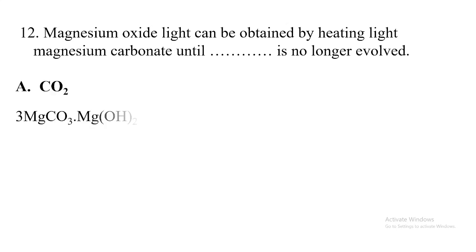Carbon dioxide. We can see here in the reaction the light magnesium carbonate upon heating gets converted into MgO, and that is magnesium oxide or light magnesium oxide, and there is the evolution of CO2 gas, and when the evolution of CO2 gas is finished or it is no longer evolved, the light magnesium carbonate is converted into light magnesium oxide.